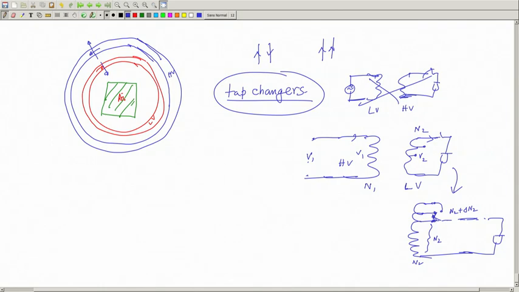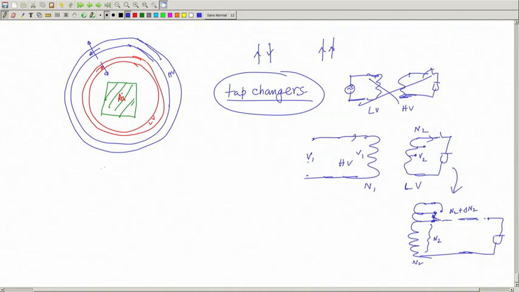There may be off load tap changers. What you can do is switch off the supply first, then bring this switch from this point to this point and once again energize, but that is not a very good idea. So, on load tap changers are much more common, I mean useful. You put it here and increase the turns a bit in order to restore the desired voltage.